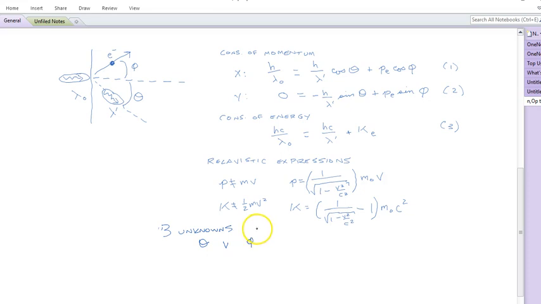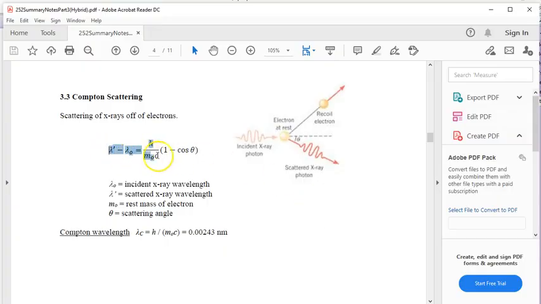The knowns are the 2 wavelengths, lambda naught and lambda prime. So we can actually get a formula involving just one unknown, the scattering angle theta. It's a little bit messy algebraically. You can imagine eliminating v. But I promise you, if you do that, you will get this equation right here. And this is known as the Compton shift equation.